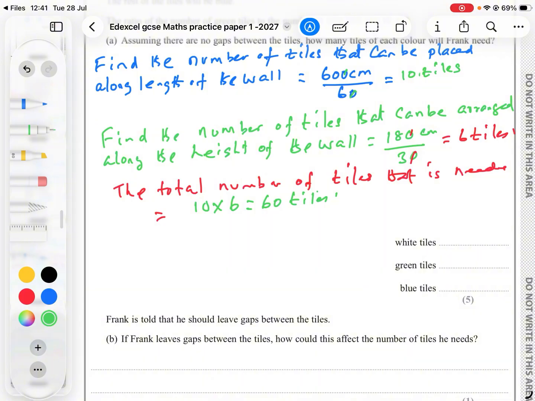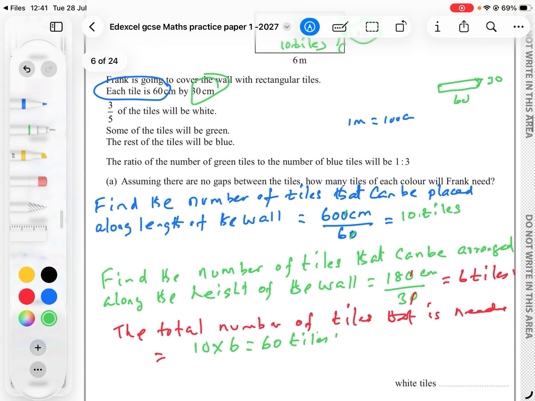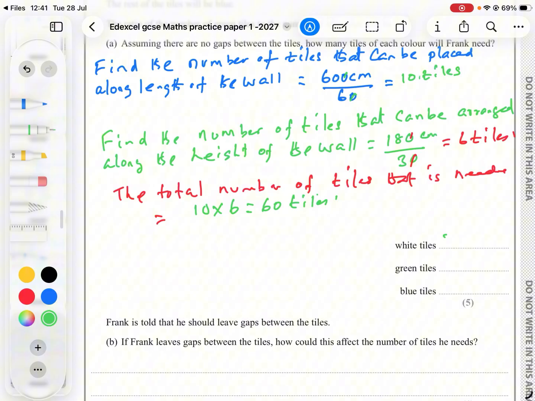Now, white tiles are 3/5. So 3 over 5 of the total tiles, which is 60. So 5 cancel, 5 times 12 is 60, 3 times 12 is 36. So white tiles, 36. 36 white tiles are needed.